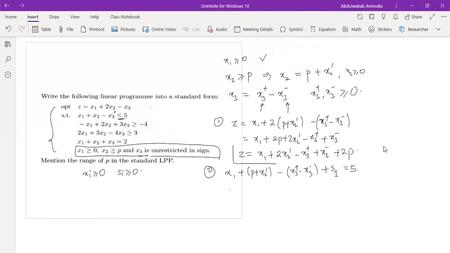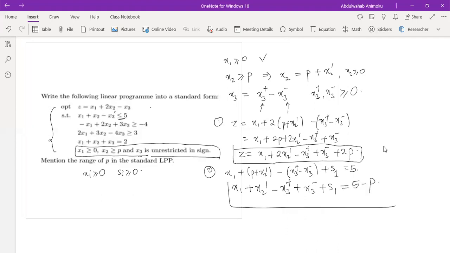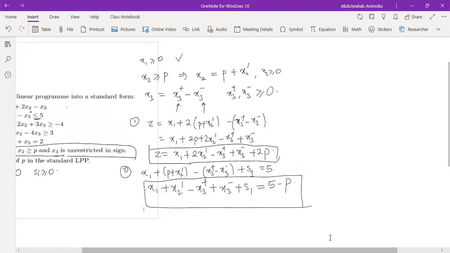So I would like to put a box around the solution. So now what do we have here? We have X1 plus X2 prime minus X3 plus X3 minus plus S1 equal to 5 minus P. So this becomes the second one, right? Cool. Now let's move to the third one. So move to the right-hand side.